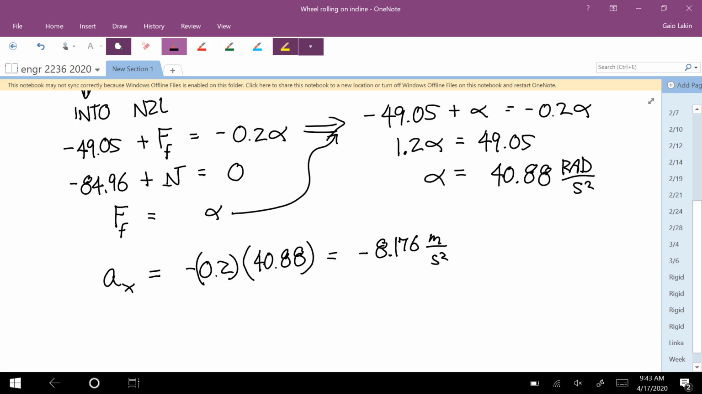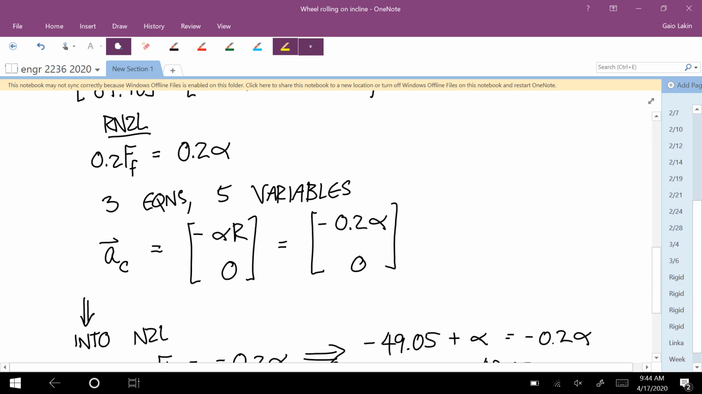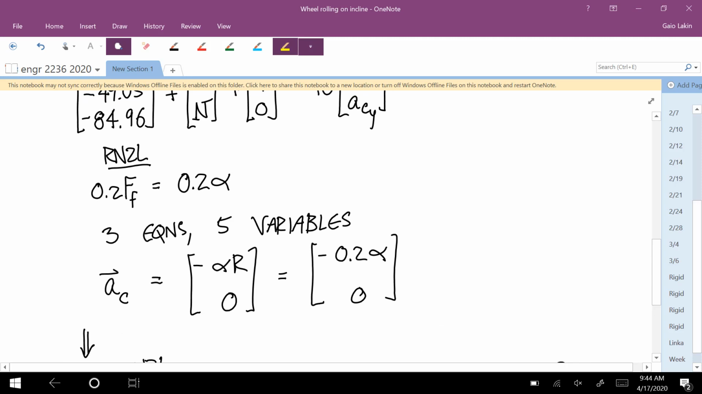Okay, so that's the approach for the kinetics of objects rolling down an incline. I eliminated FF, but you could easily find the force of friction in there. And you're going to want to follow these steps to do the rolling problem in weekly assignment 2.